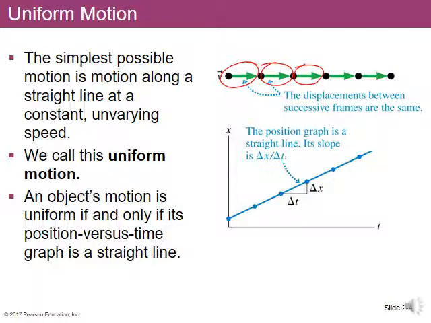If we were to represent that on a position time graph, it's going to form a straight line. Now it can slope up, it can slope down, and that's going to give you information about which direction the object is actually moving in.